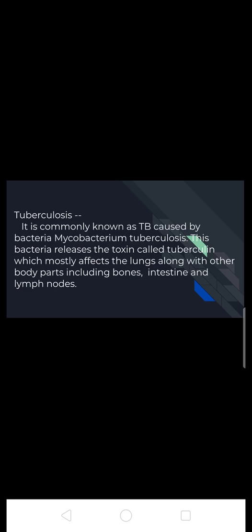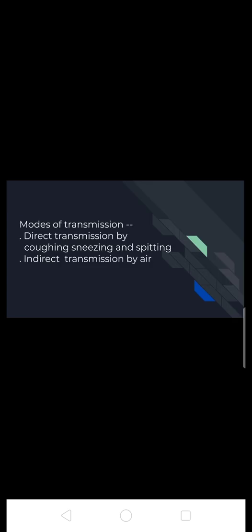And students, the incubation period of TB includes a few weeks to a few years. Undernourished people who live in congested parts of big cities are mostly affected by tuberculosis. Now, what are the modes of transmission? So, tuberculosis can be transmitted in two ways, by direct mode of transmission and indirect mode of transmission. Direct transmission by coughing, sneezing and spitting, and indirect transmission by air.